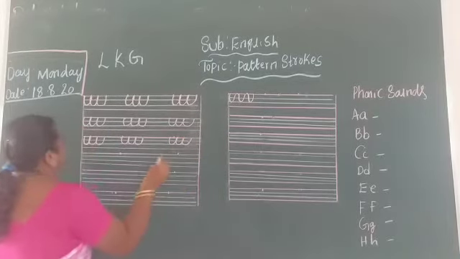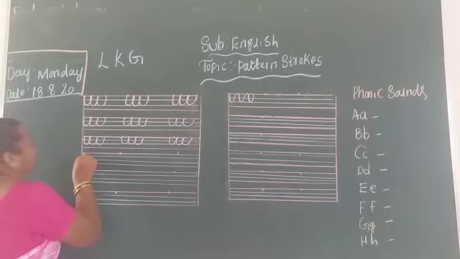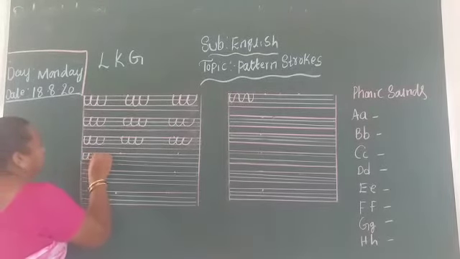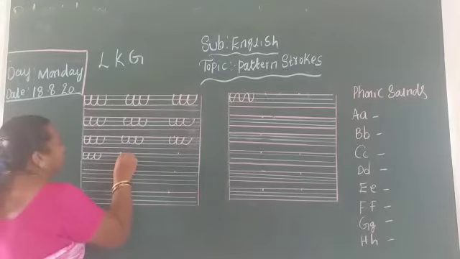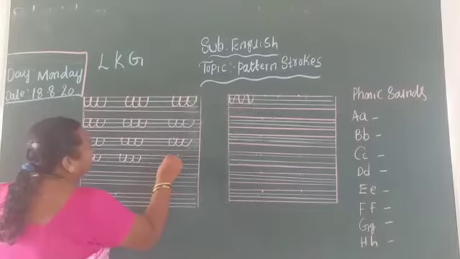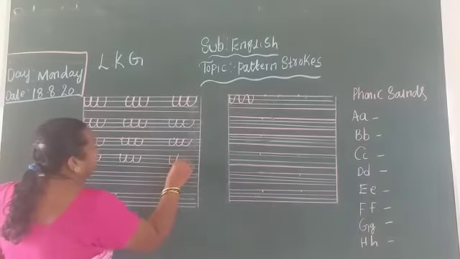Join and write, children. See here. Touch the red line. Again come down. Again go up. Again come down. You join and write this. What is this? Pattern strokes. What is this, children? Pattern strokes. All of you should use the red line to the blue line. See the lines and write it.